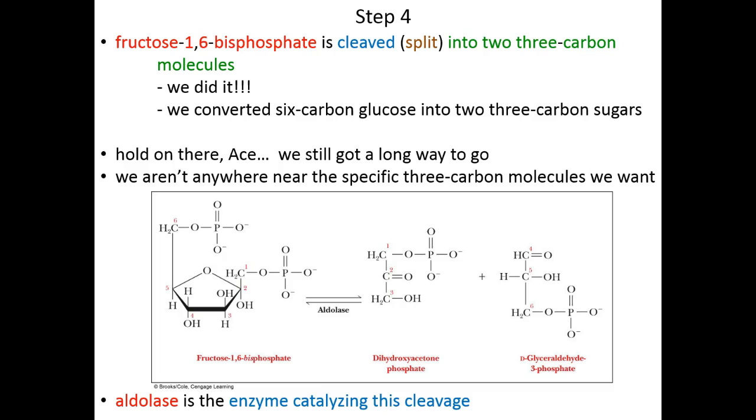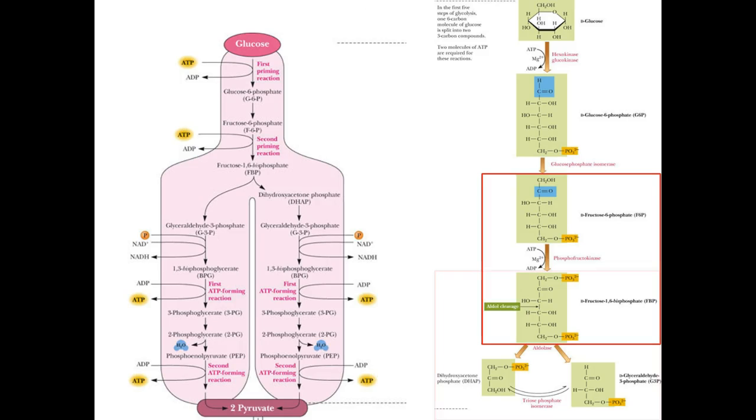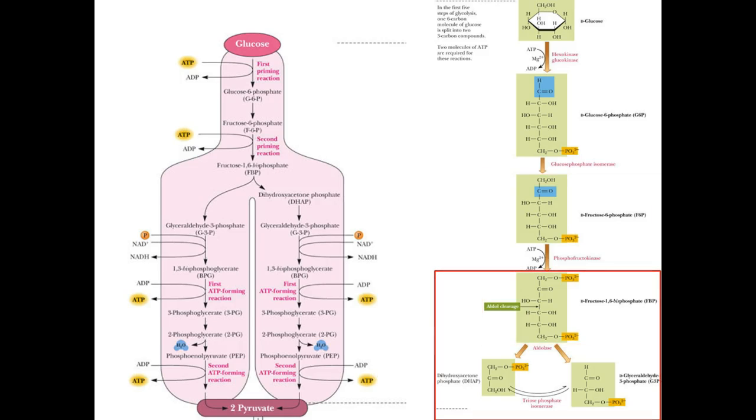The enzyme responsible for this reaction is aldolase. It's probably the only, well, not probably, it's the only enzyme in all of glycolysis where truly the name needs to be memorized. Aldolase really doesn't tell you intuitively much about what this enzyme does. So there we are, step 4, the cleavage of fructose 1,6-bisphosphate into GAP and DHAP by aldolase.